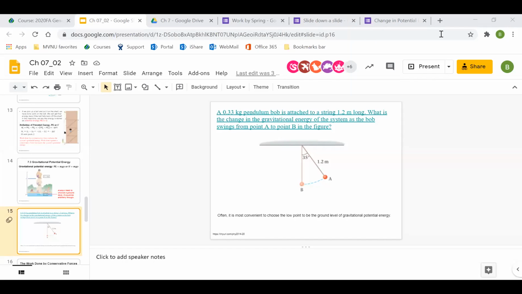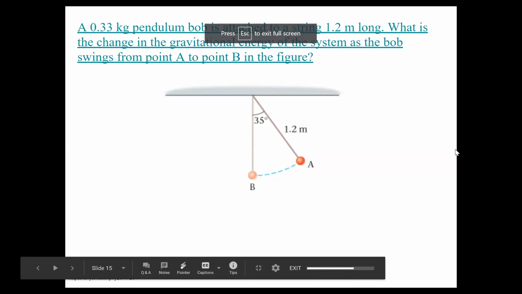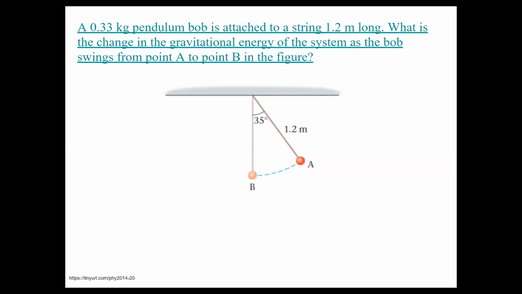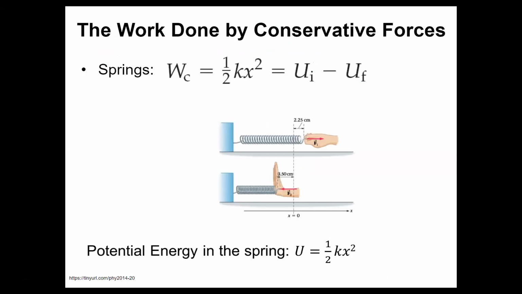Any questions you might still have? Again, as I mentioned, often it's most convenient to choose a low point to be the ground level of gravitational potential energy. All right. If not, then we will take a look at work done by a couple of the conservative forces. For the spring, the force by the spring is also a conservative force.